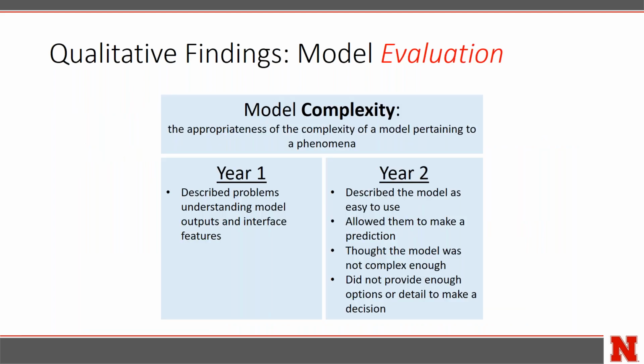But some of the things that changed were related to model evaluation, where students were able to be more critical of the model over time and what it did and didn't allow them to do. So for example, in terms of the complexity of the water balance model, a lot of students in the second year thought the model wasn't complex enough, it didn't provide enough detail, and didn't really allow them to do all the things they wished they could have done to address the issue that we were discussing.